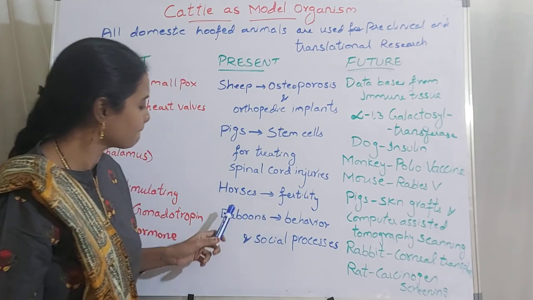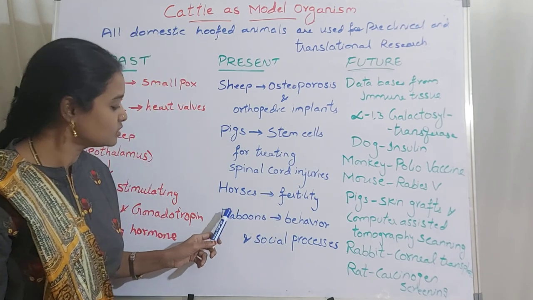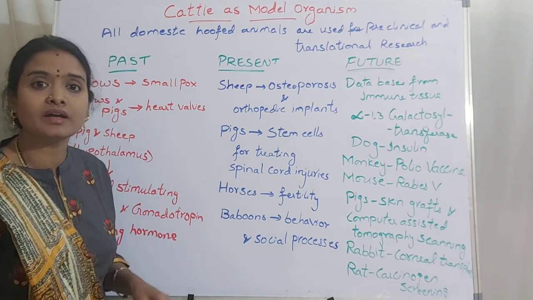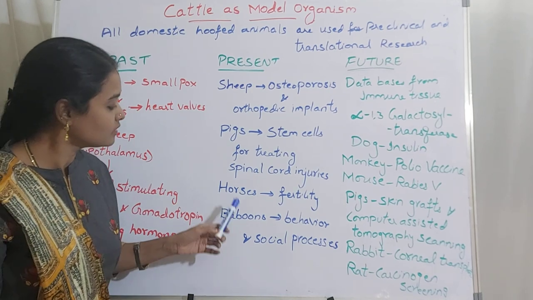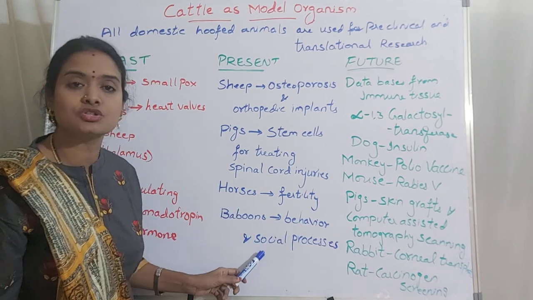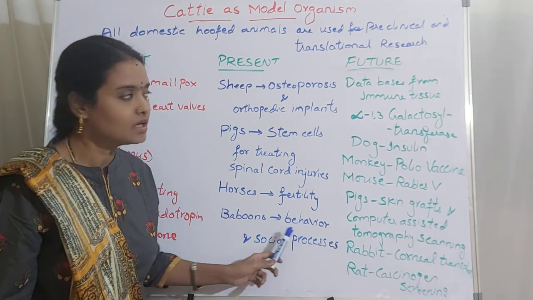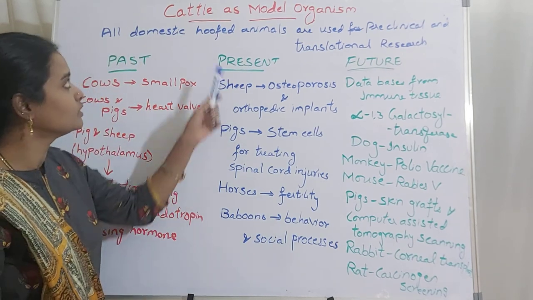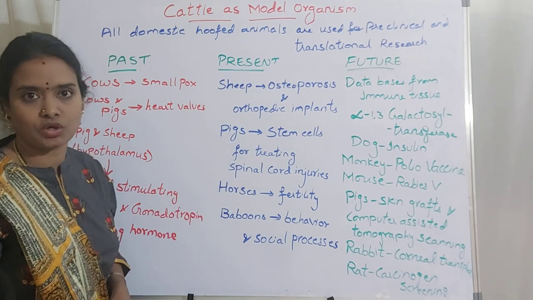Then you have baboons. These primate animals are also used when they are in groups, or they are used for studying behavior and social processes. These are the present research which is undergoing using cattle as model organisms.